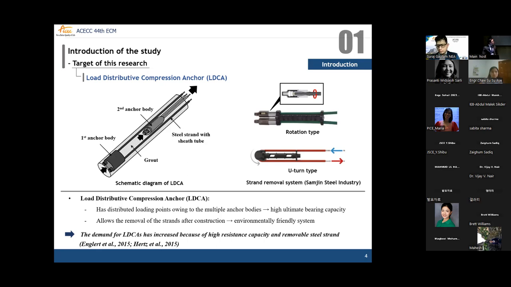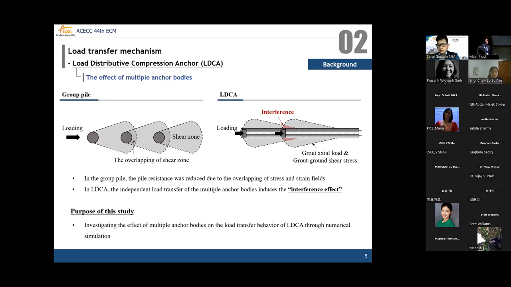Furthermore, the strand in LDCA is covered by a sheath tube along the entire length of the anchor. Therefore, as you can see in the right figure, after the construction, the strand can be removed. This feature makes LDCA a popular choice for construction projects in urban areas, where the remaining strand can cause environmental problems.